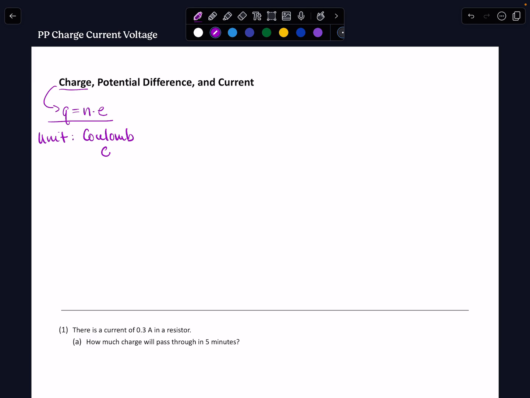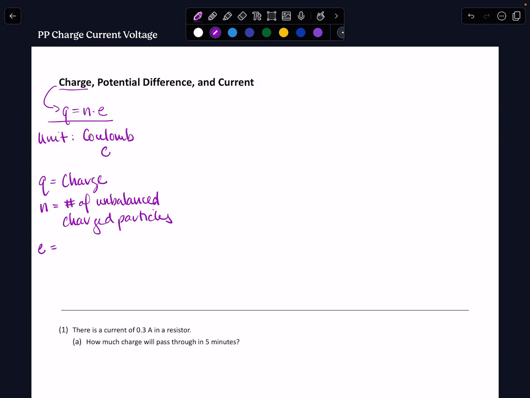All right, that formula includes charge, which is Q. So Q is charge. It includes N, which is the number of, I'm going to call them unbalanced charged particles. All right, and then we end with E.